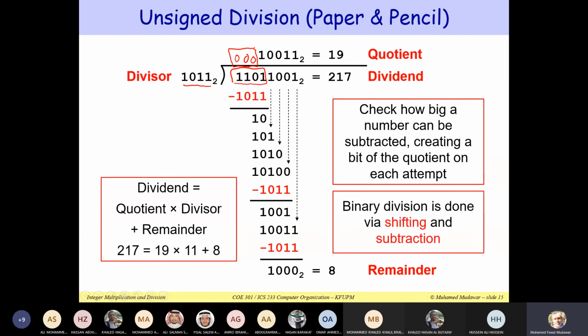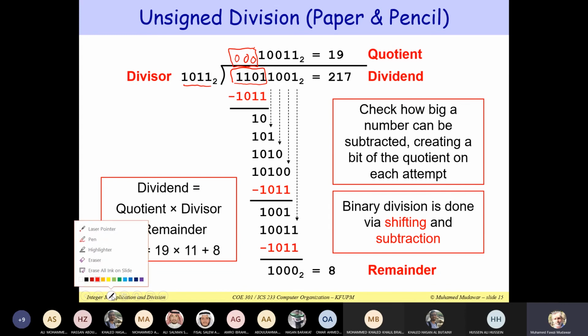So this is unsigned division. It's done using shifting and by subtraction. That's it. Very simple. That's how we do binary division. We can design the hardware, a circuit that does the division. But we got two things. We got two things in the case of division. Not only the quotient. This is integer division, by the way.